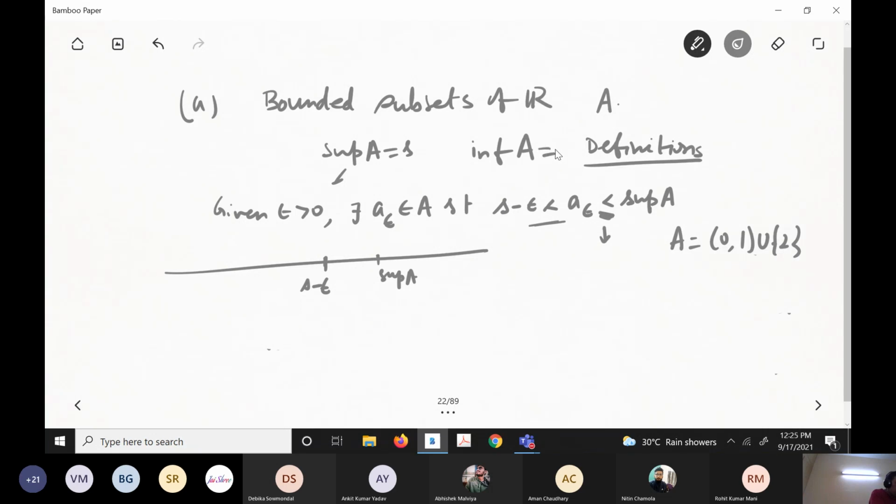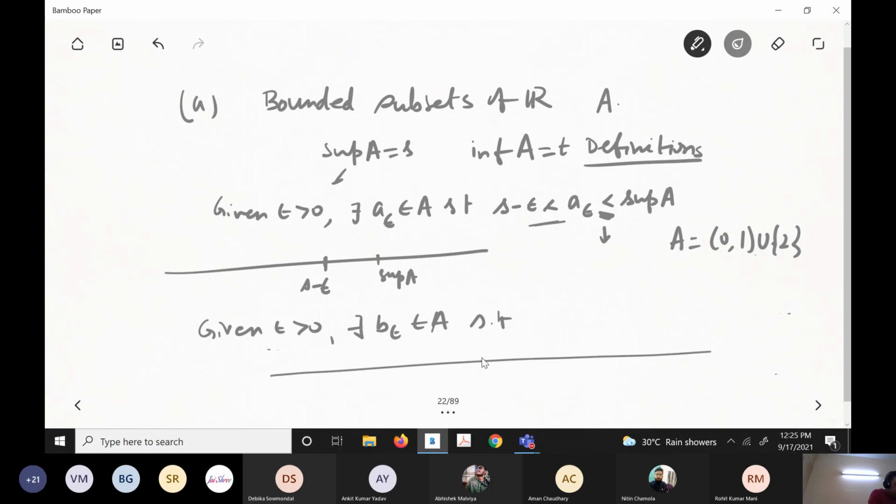Similarly, in phi, suppose the infimum of A is t. Given epsilon greater than 0, there exists b epsilon belonging to A such that, look, this is the infimum, it means t, and this is t plus epsilon. So t is less than or equal to b epsilon, which is less than t plus epsilon. Okay, here it may be less than or equal to.